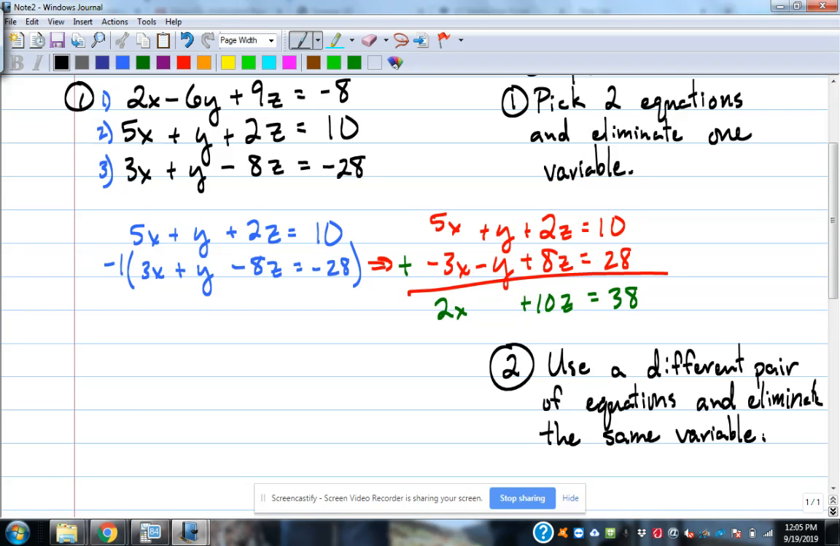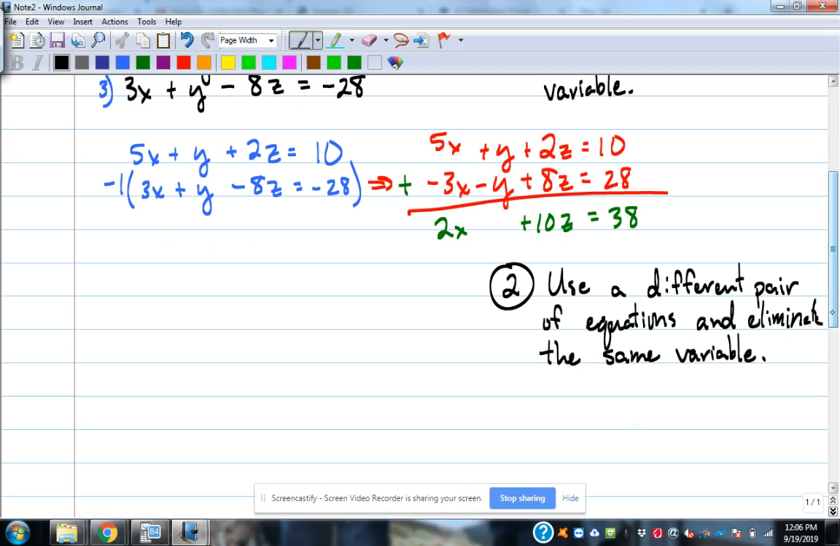Because I chose to eliminate y in the first step, I have to eliminate y in the second step. I've got to choose to eliminate the same variable twice, but I can't use the same two equations. I've got to use two different ones, because if I use the same two, I get the same answer back, and that doesn't really help us. Okay, so we either have to use 1 and 2 or 1 and 3, and it doesn't matter which one. It's going to be the same work no matter which one we use there. So if I use number 2, it's right there together, so that's easy to do. So I'm going to take equations number 1 and 2 and put them together.